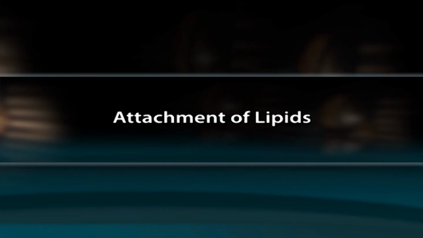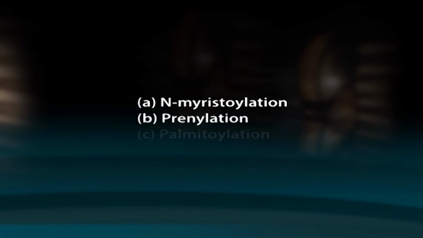B. Attachment of lipids. In eukaryotes, the protein molecules targeted to the plasma membrane are modified by the attachment of lipids to the growing polypeptide chain. Generally, there are three types of lipid additions: A. N-myristylation, B. Prenylation, C. Palmitoylation.